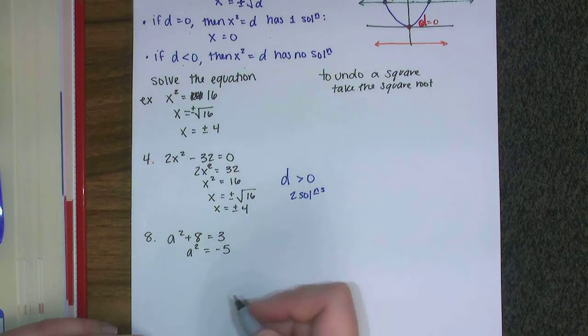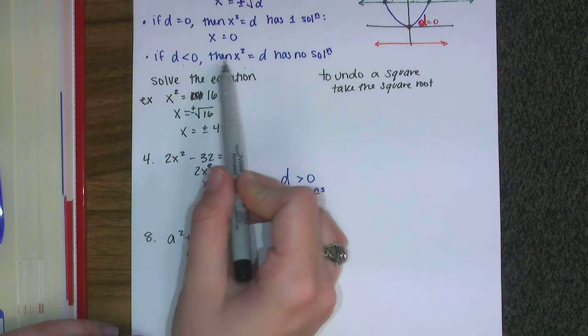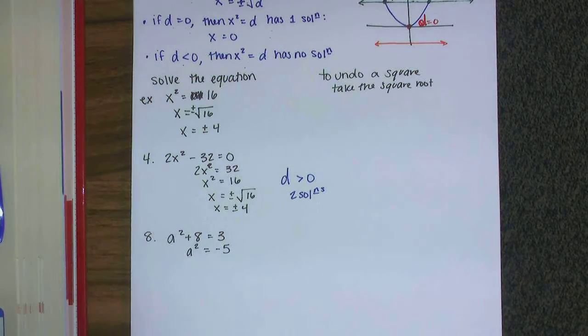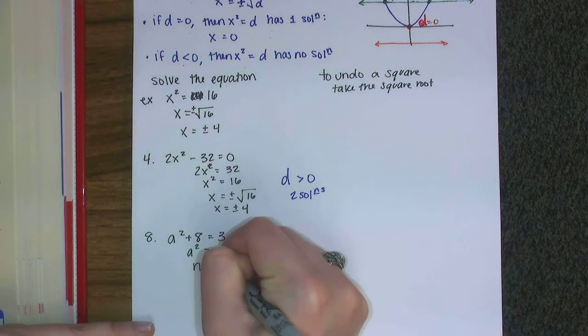So there is no solution. I would have to write that. I can't just stop. I would say no solution. That would be my answer, is no solution. And this is because we have d less than 0, which is no solution.